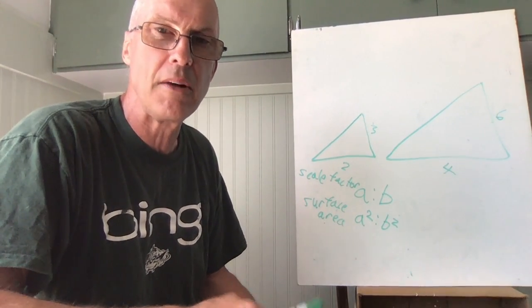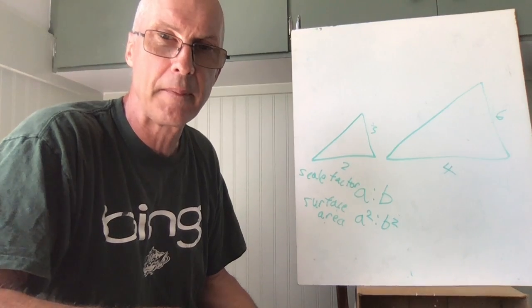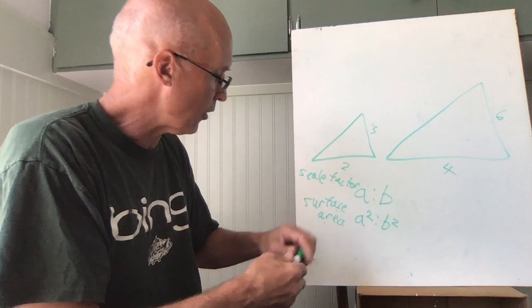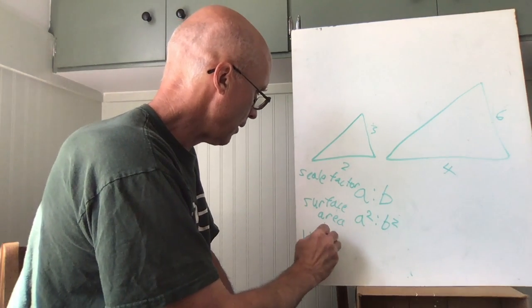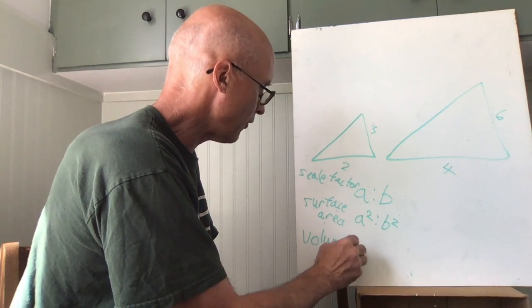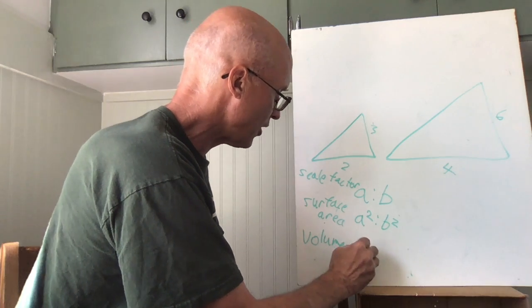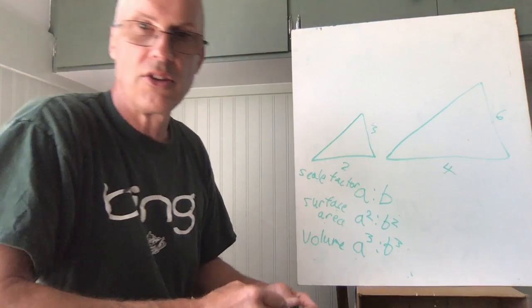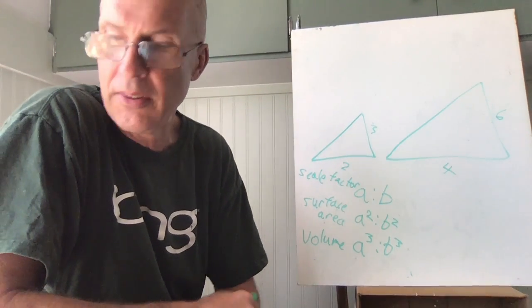is going to be a three-dimensional thing, length times width times height. So in kind of a similar way, if you have a scale factor of A to B, well, then volume is going to be A cubed to B cubed. Does that make sense?